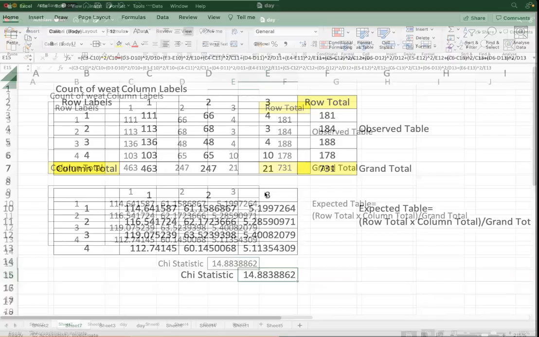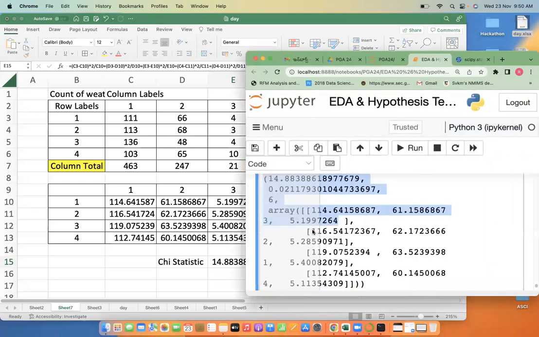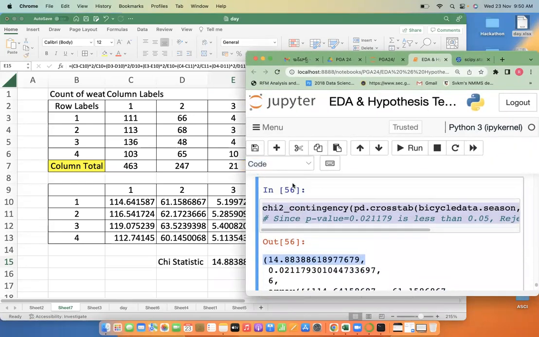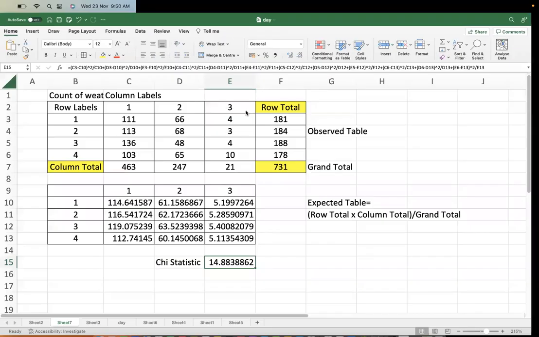14.88. If you go to Python, you will also get the same value. See, 14.883876. So you can see here, right? The output 14.88386. So it uses this formula, but you don't need to worry.